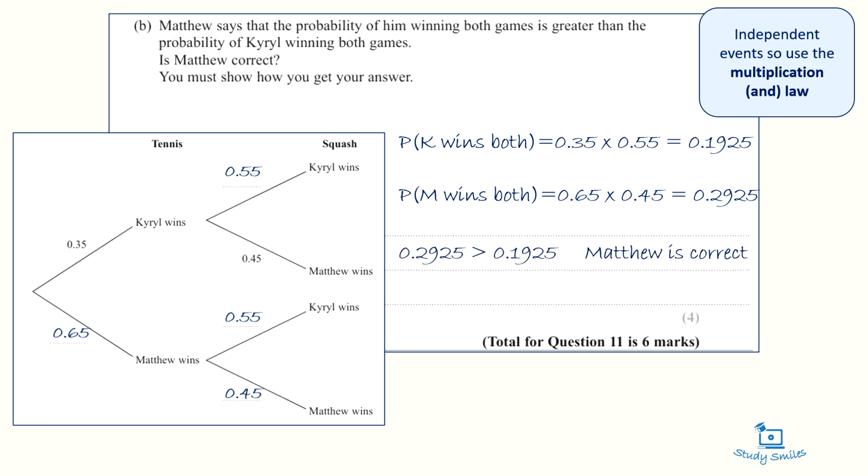Now the 0.2925 is greater than the 0.1925, meaning that Matthew is correct. Matthew has a greater probability of winning both games than Kyle.